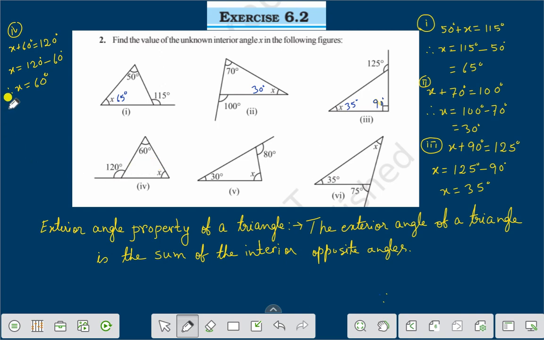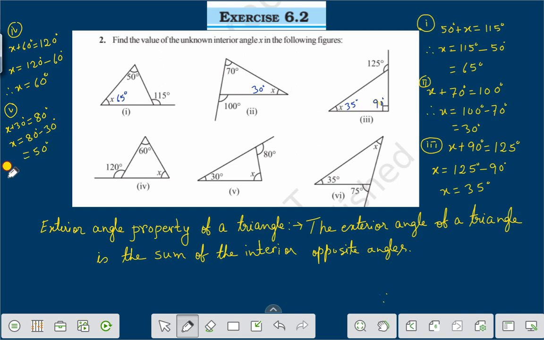Now question number 5. You see here that this is the exterior angle and this x and 30 are interior opposite angles. Therefore, you can write x plus 30 is equal to 80 degree, or x is equal to 80 degree minus 30 degree, that is equal to 50 degree.